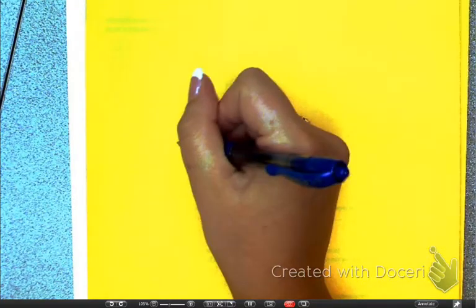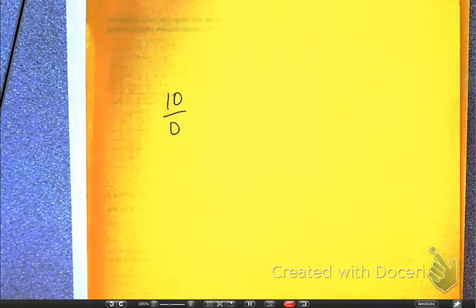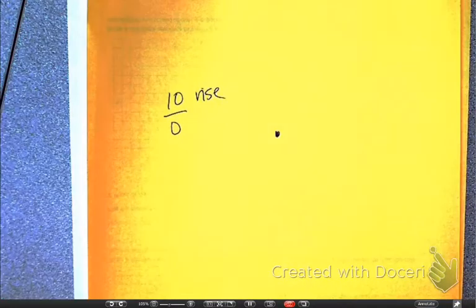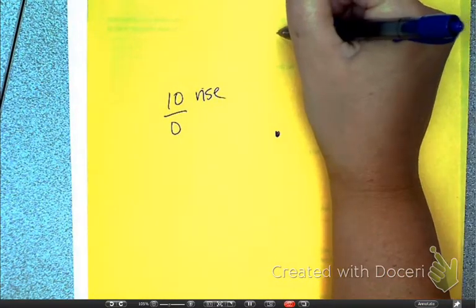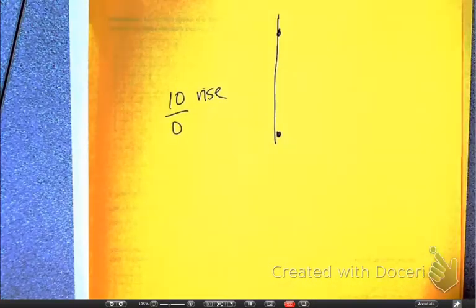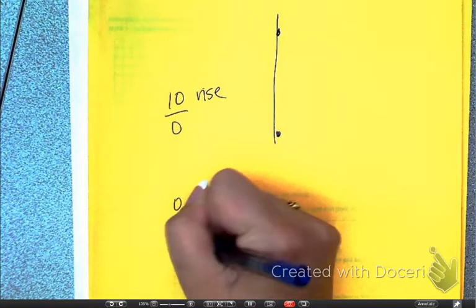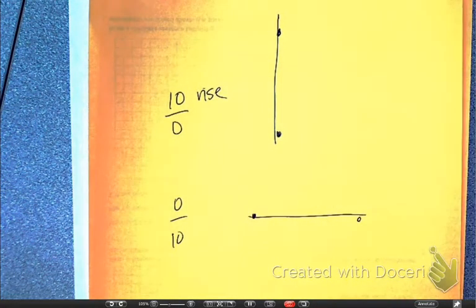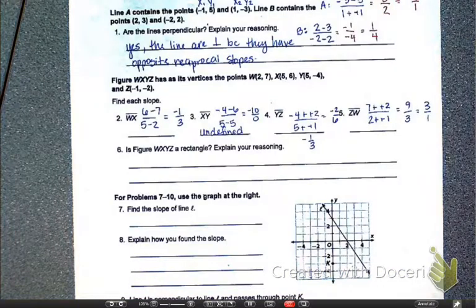So let's think about it. 10 over 0. This is your rise. If I start here and it tells me to go up 10 and then over 0, I have a vertical line. If it's 0 over 10 and I start here, I go up 0, but I go over 10, which gives me my horizontal line. Okay, so you have a vertical line. You can have a rectangle that has a vertical line. So that being an undefined slope doesn't necessarily prove that it's not a rectangle, but you can use that information to show it's not a rectangle.